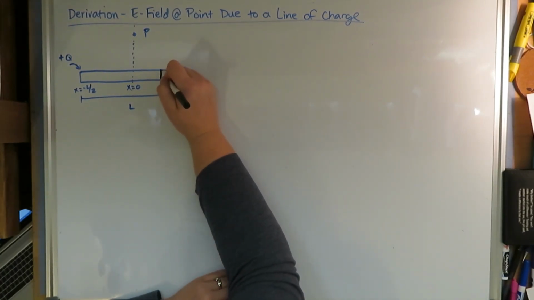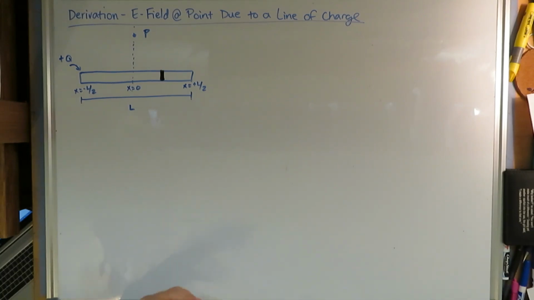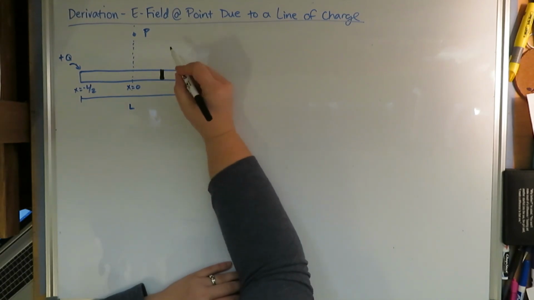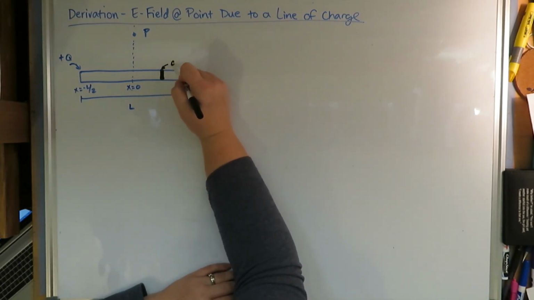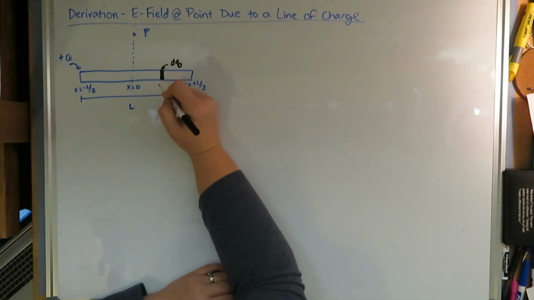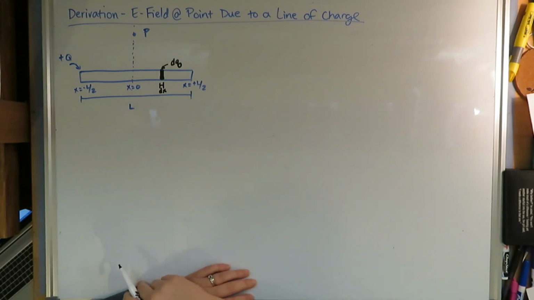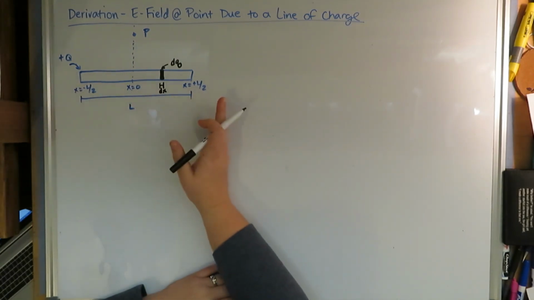So I'm going to draw in my slice. This is the next thing you have to do: you need to actually draw in your infinitesimally small slice. Now I'm also going to give it some information. I'm going to define this as having a charge dq, and I'm going to define it as having a width of dx. Now I'm using dx in this case because I've defined this as x.